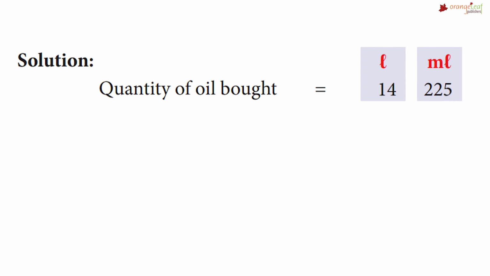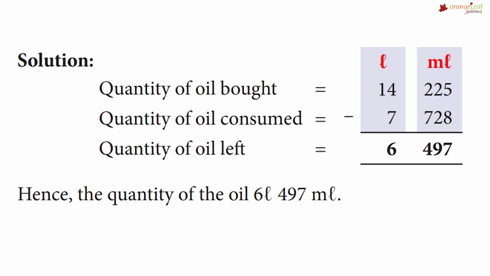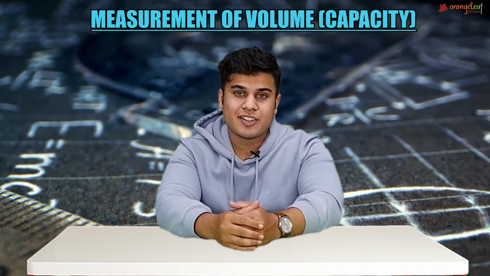The quantity of oil bought is 14 liters 225 milliliters. The quantity consumed is 7 liters 728 milliliters. On subtraction, we get the final quantity of oil left as 6 liters 497 milliliters. Let's also check another example.